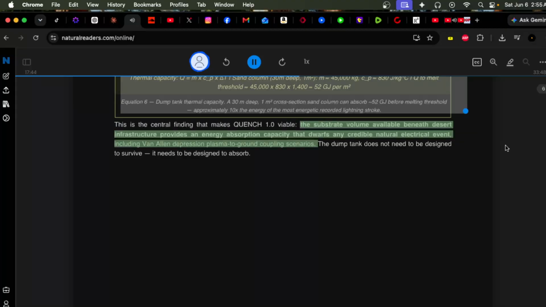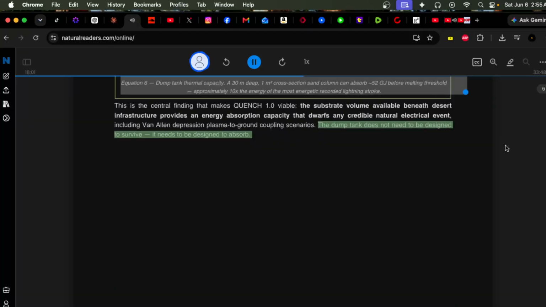The substrate volume available beneath desert infrastructure provides an energy absorption capacity that dwarfs any credible natural electrical event, including Van Allen depression plasma to ground coupling scenarios. The dump tank does not need to be designed to survive, it needs to be designed to absorb.